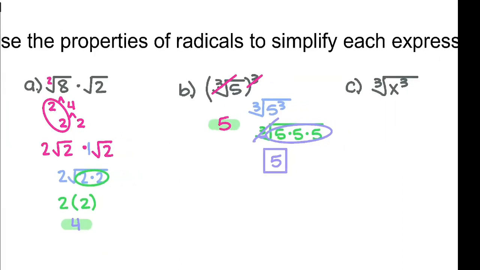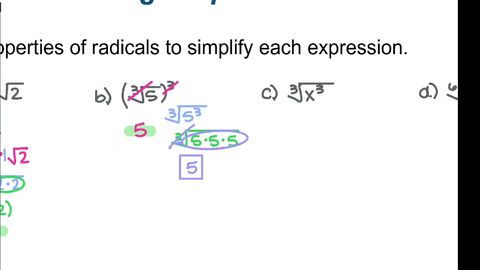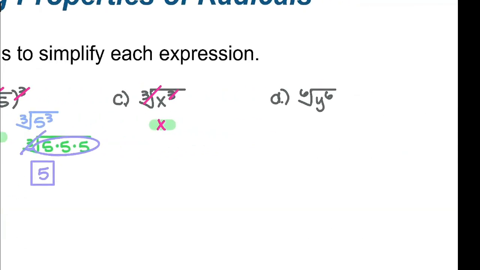For C, we have the cube root of x cubed, same exact thing. Our index is the same exact as our power, so they cancel each other out, and we're just left with that x. For D, we have the 6th root of y to the 6th power. So this 6 cancels out the exponent, so we just have y.